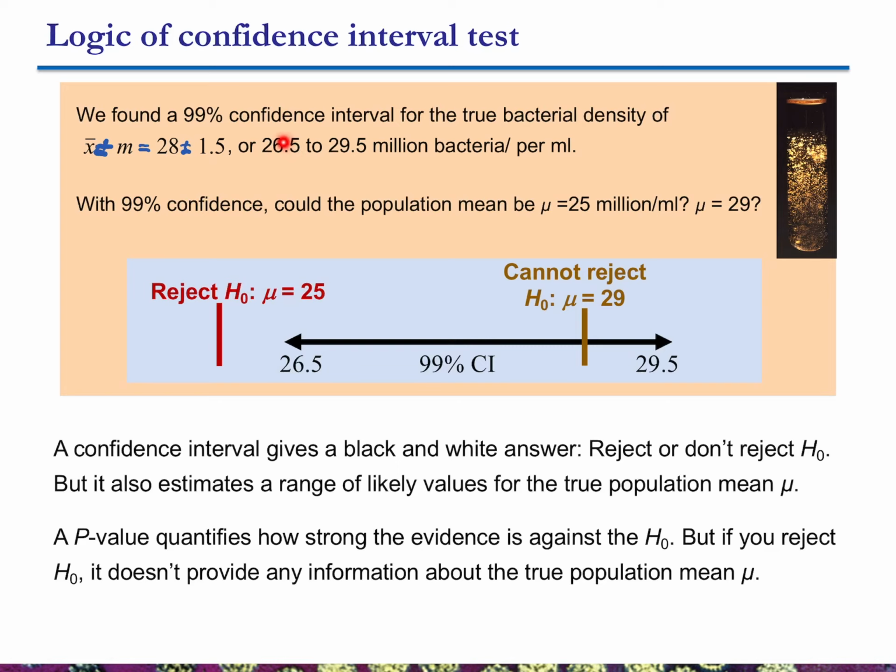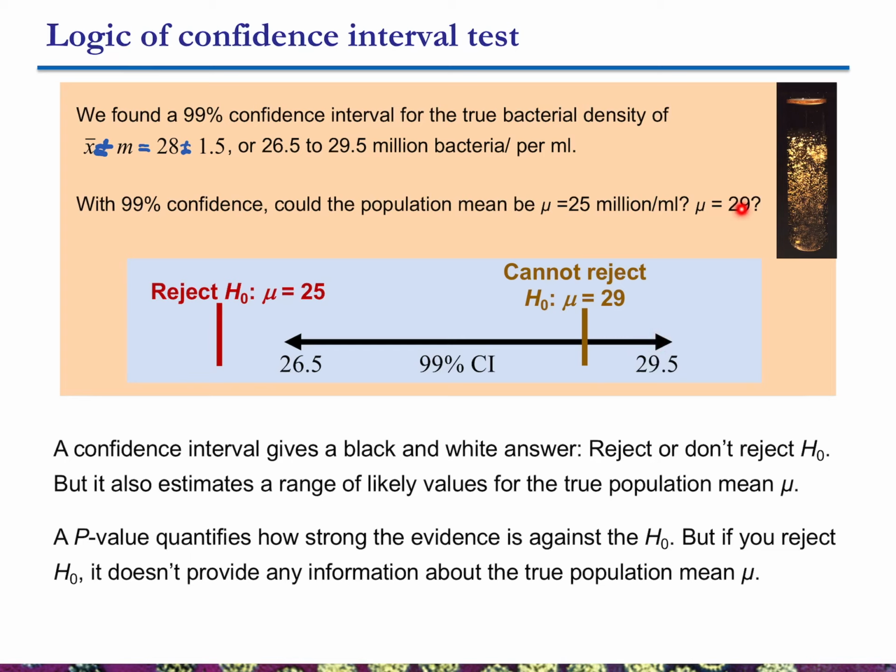Or another way to state that is that we have a confidence interval of 26.5 to 29.5 million bacteria per mil. We are 99% confident that the true population mean density lies within those two numbers, within that 99% confidence interval. So the question is, with 99% confidence, could the population mean be 25 million per mil? Could it be 29 million per mil? Well, we have our confidence interval shown by the black double-headed arrow here, right? This would be 26.5 to 29.5.